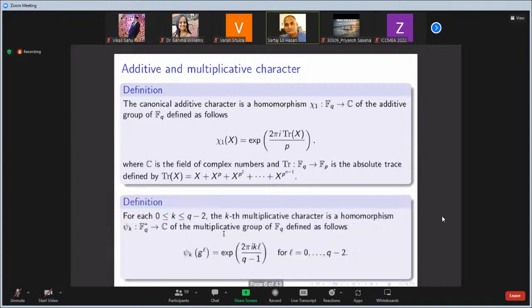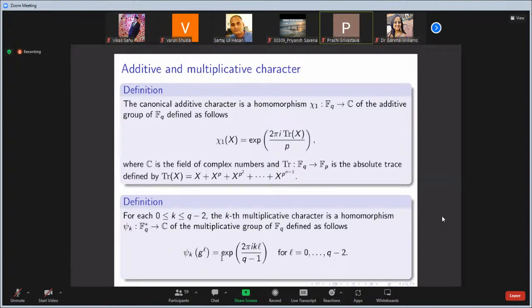We can also define a multiplicative character. The multiplicative character is again a homomorphism, from the multiplicative group Fq star, which is Fq with 0 removed, to C. It is defined as psi_k(g to the power L) equal to exp(2 pi i KL/(q minus 1)). Here g to the power L, for L equal to 0 to q minus 2, represents the elements of Fq star.